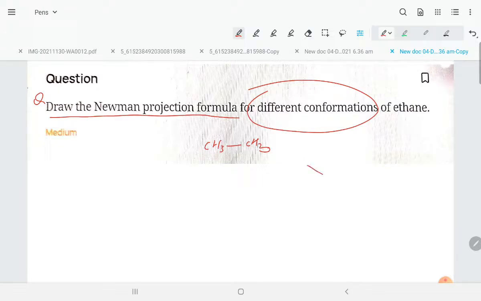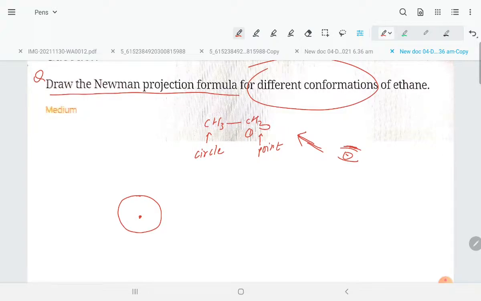If you are going to view from this side, if you are going to view this carbon, here will be your eyes. So, dear friends, how will this carbon be represented? One carbon will be represented by a point. This is the first carbon, and the second carbon is going to be represented by a circle.